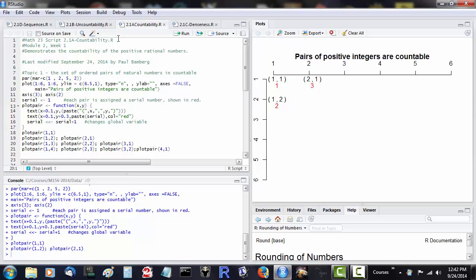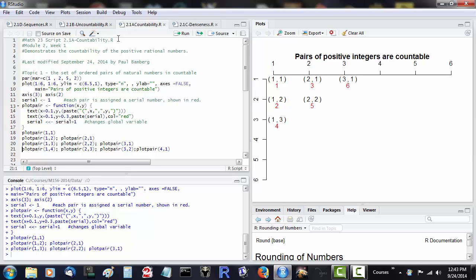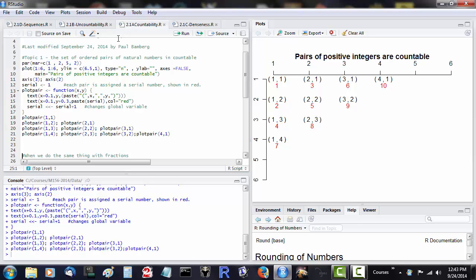Instead, what we do is move through the diagram along diagonals. So the next two pairs to which we assign serial numbers are the ones where the elements total 3. Then we deal with the ones where the elements total 4. We deal with the ones where the elements total 5. And I think you can see what's going on.